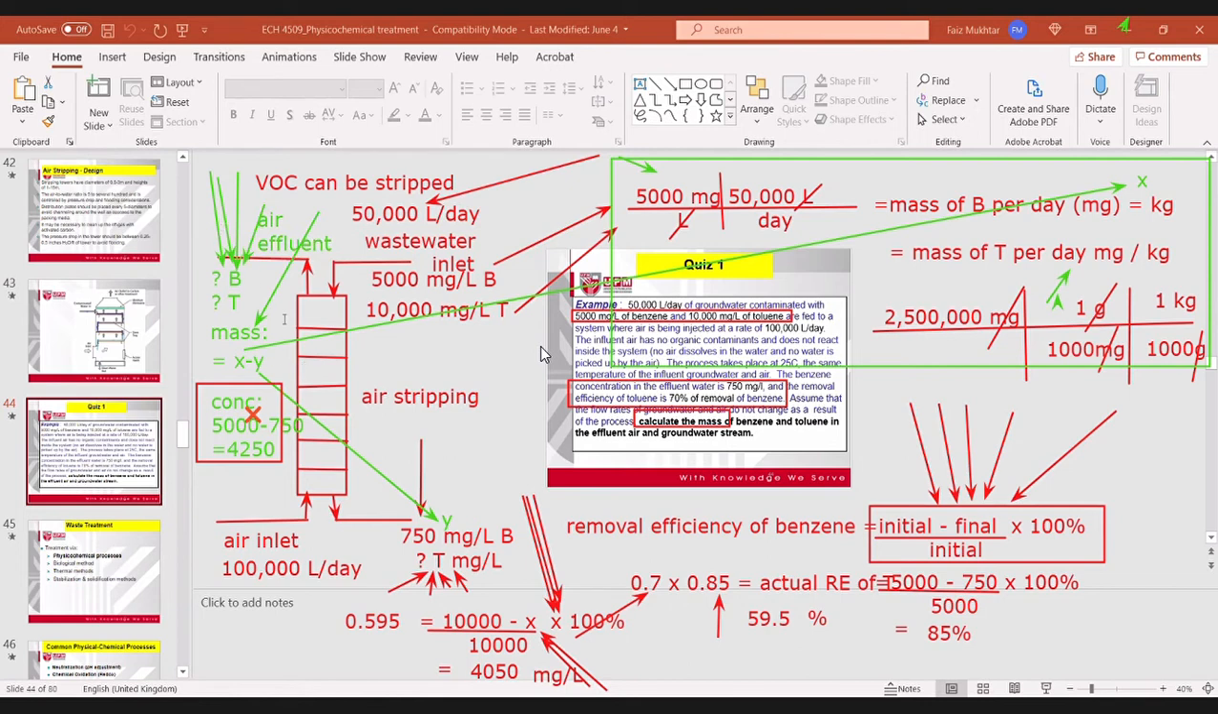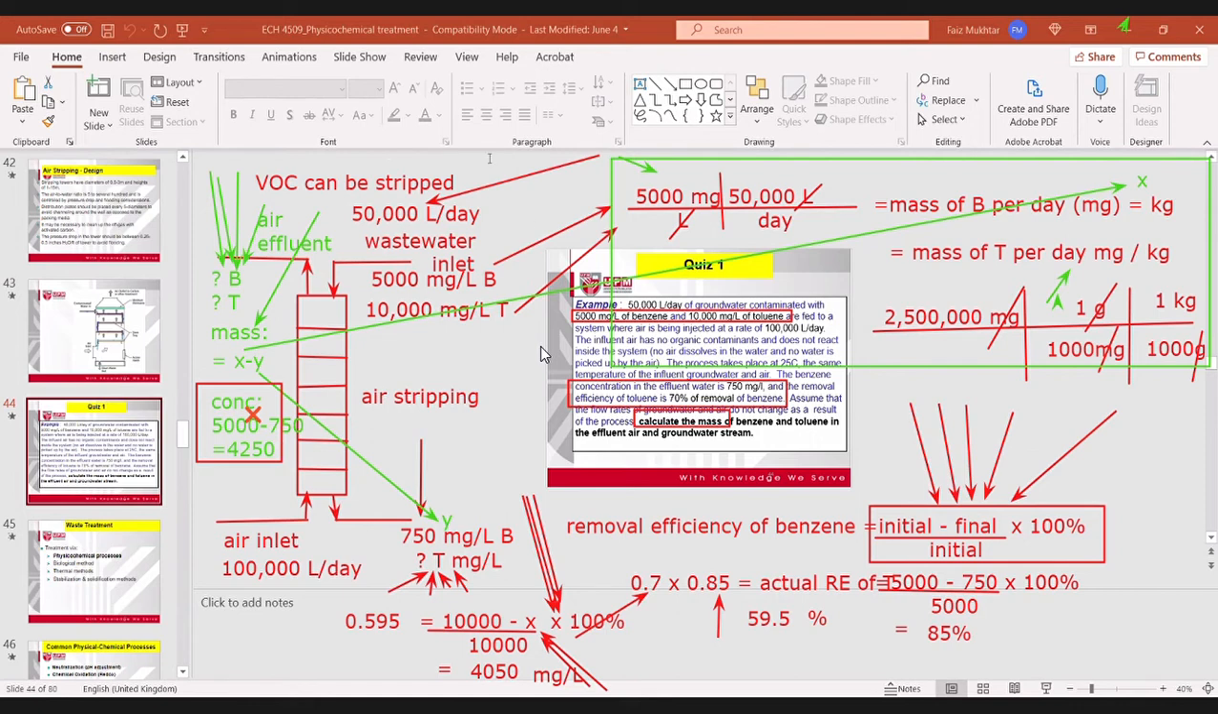So if you do that, you say that 4250 milligram per liter of benzene in air effluent, that will be wrong. Okay, because the volume of air is 100,000 liter per day. That means you need to do some conversion actually. You need to adjust that now the volumetric flow rate is 100,000. So benzene will be more diluted. So the concentration is actually lower. Okay, we don't have to calculate that because the question didn't ask the concentration.